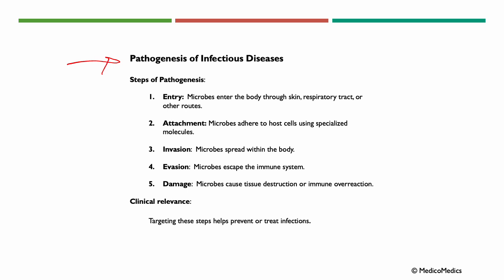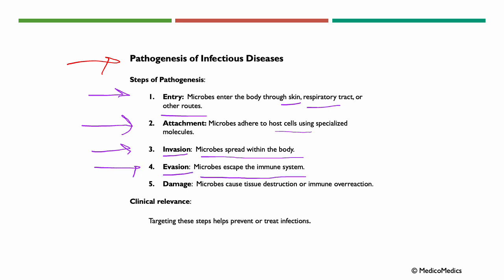Now, the pathogenesis of infectious diseases. What are the steps? First, we have entry. So microbes enter the body through skin or respiratory tract or other routes. It then attaches itself and adheres to host cells using specialized molecules. We then have invasion, where microbes spread within the body. After that, we have evasion, so the microbes escape our immune system.